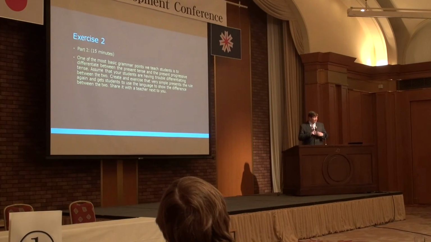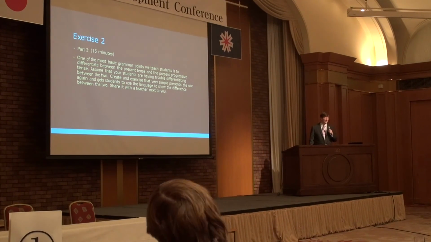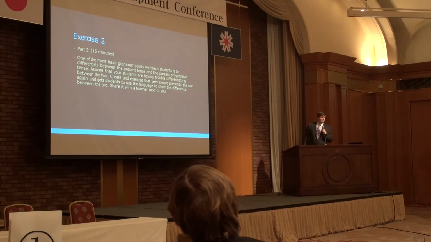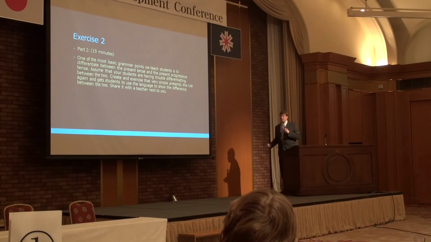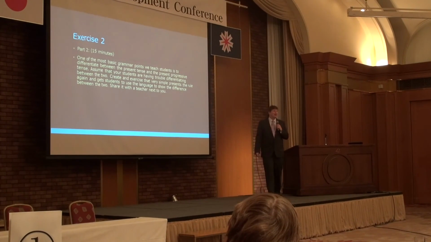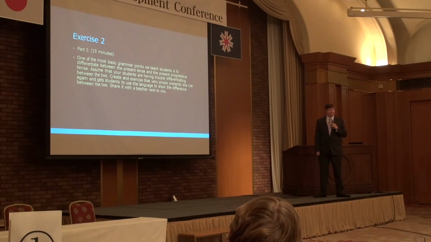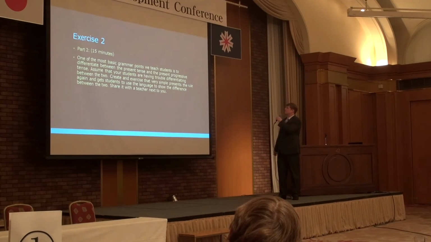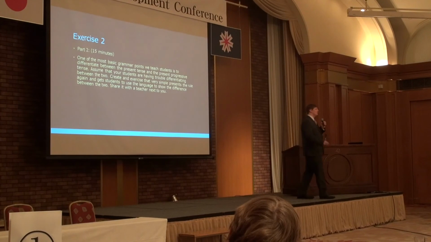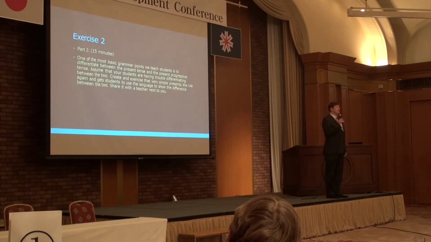All right, your second exercise. Okay? It says 15 minutes. I'm going to cut this short. We're going to do it 5 to 10 minutes. One of the most basic grammar points we teach students is to differentiate between the present tense and the present progressive tense. Okay? I go versus I am going. Assume that your students are having trouble differentiating between the two. Your students are still making mistakes between the two. Create an exercise that very simply presents the rule again and gets the students to use the language to show the difference between the two, so progressive activity. And share it with the teacher next to you. You have 7 minutes. Go.